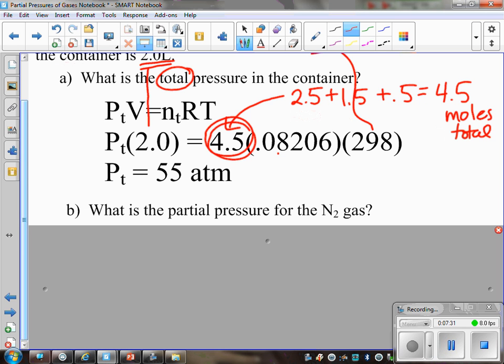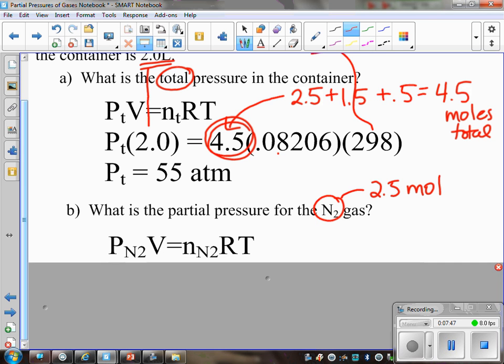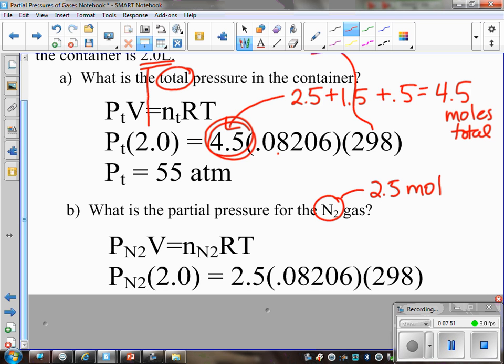Now take a look at B. B wants us to figure out just N2. So if we're talking just N2, then all we care about are the moles from the N2, which is 2.5 moles. We're going to ignore all the other gases. We don't care about any of the other ones. So we're going to write our equation. We're going to plug in our information. So this time, again, we still have the same 2.0, so this part's still the same. We still have R, and we still have our temperature. But what's different is that right there, how many moles we have. The first problem we did total moles.